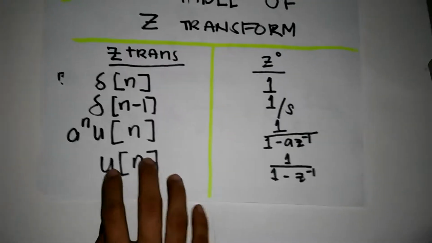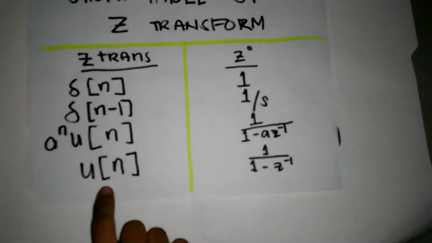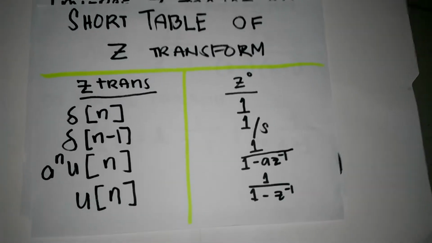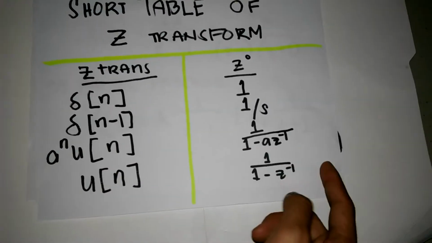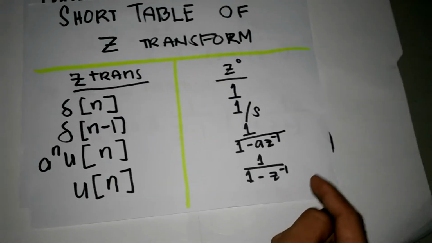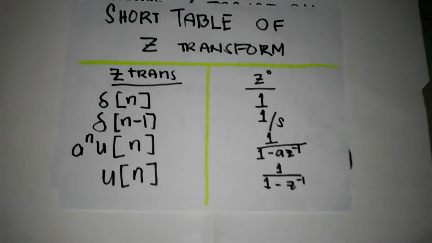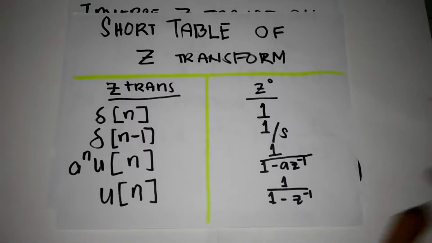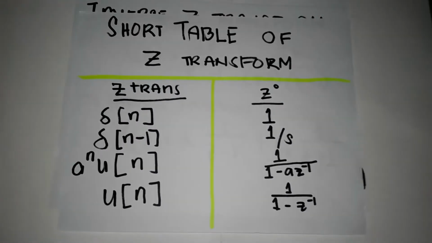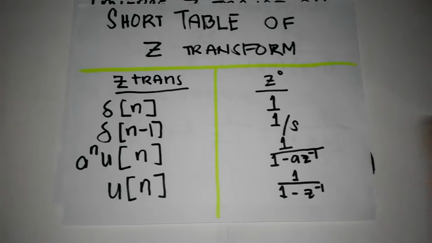So the same goes with the last transform I included in the short table. u[n] is equivalent to 1 over 1 minus z raised to negative 1. If the function has been transformed to z, we also multiplied it by z raised to negative 1.